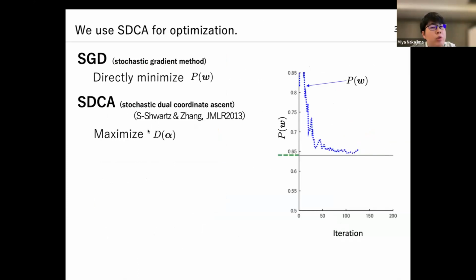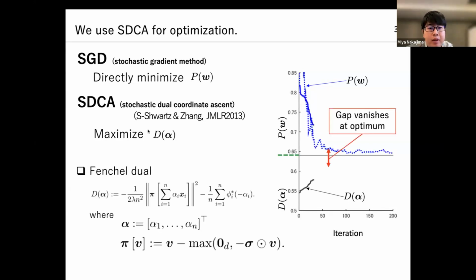In this study, we adopted an optimization algorithm called SDCA to find the W that minimizes the upper bound of the generalization error P of W. In addition, SGD, namely the stochastic gradient descent method, can also be used. But SGD tries to minimize P of W directly. Instead of minimizing P of W directly, SDCA maximizes its Fenchel dual D of alpha.